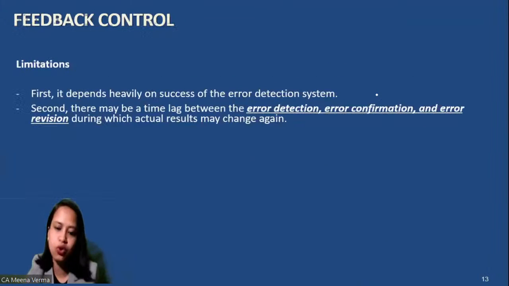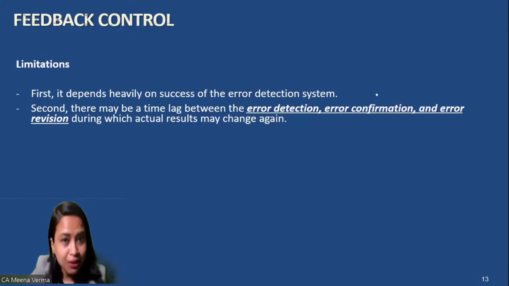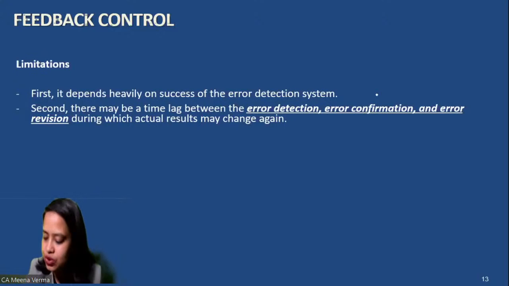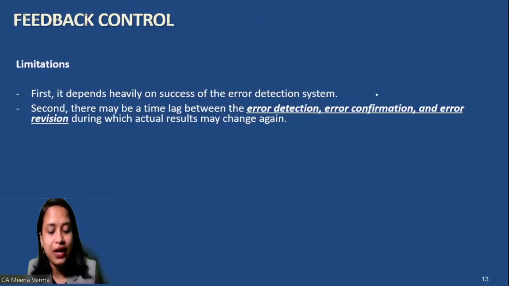I hope the concept is clear. I hope the concept related to feedback control system is clear. I hope the negative feedback, positive feedback, primary feedback, and secondary feedback concepts are clear to all of you. Now let us find the limitation we have of feedback control system.